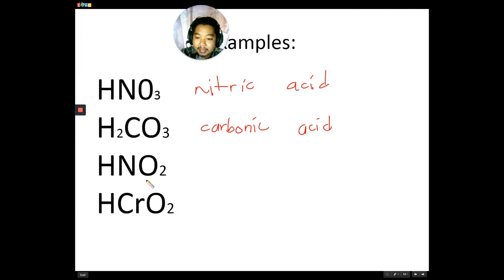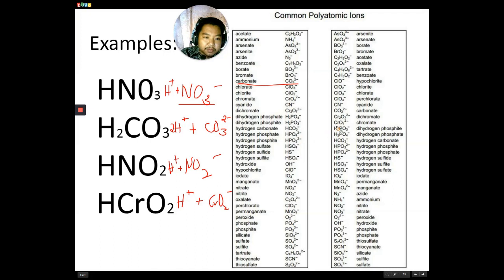Alright, carbonic acid. And then I have my NO2 negative. So NO2 is my nitrite. So NO3 negative is my nitrate. So NO2 negative is my nitrite.